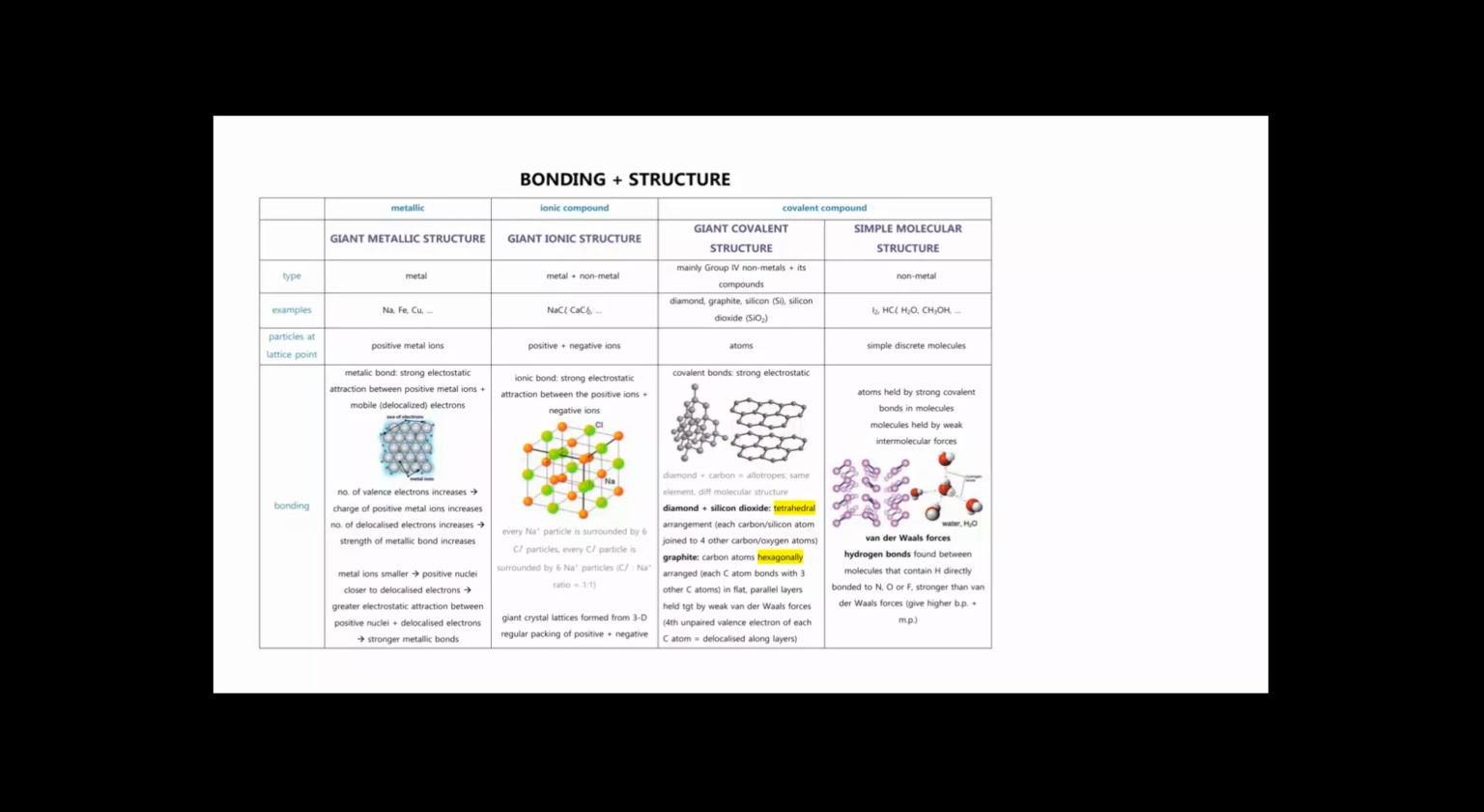What about simple molecular structure, such as HCl, H2O, or methanol? You have simple discrete molecules, and atoms are held together by strong bonds in molecules, and molecules are held by weak intermolecular forces. So you can see this in the case of a diatomic substance, maybe hydrogen or something. And then you have water. Van der Waals forces, hydrogen bonds, form between molecules that contain hydrogen bonded to nitrogen, oxygen, or fluorine.